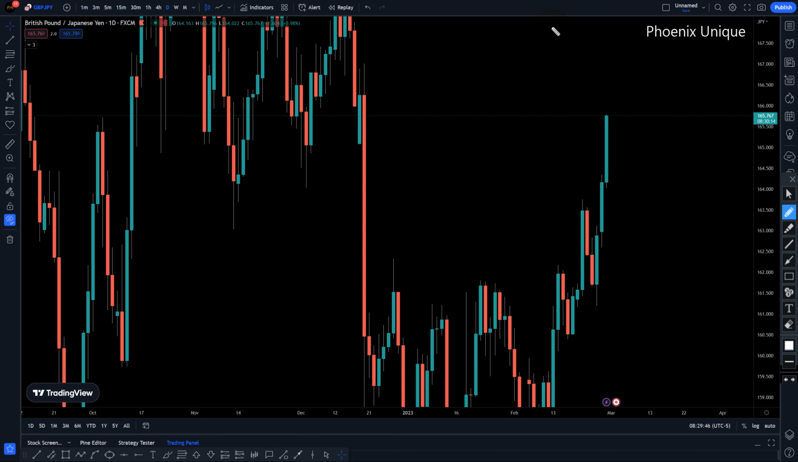Okay, let's look at British pound, Japanese yen, and some other instruments quickly. I'll just do some top-down analysis. If you look at this, we are clearly in a bullish market, so we are looking for buys.